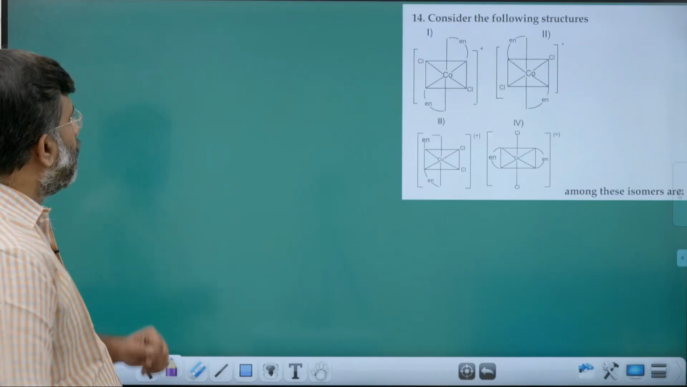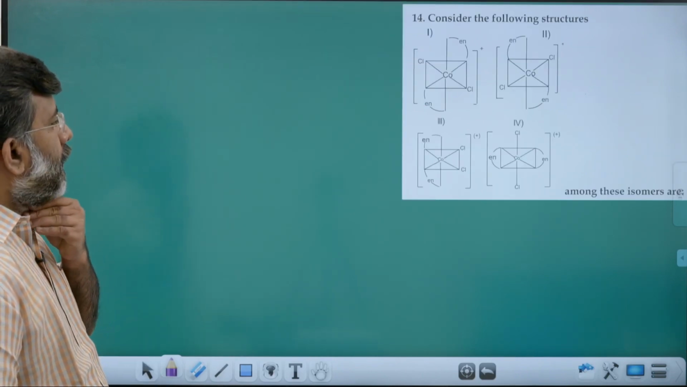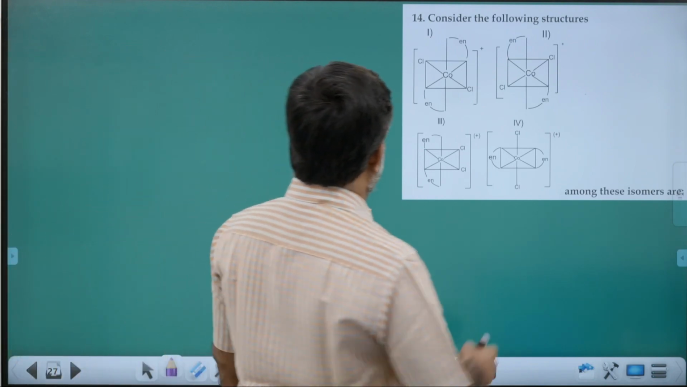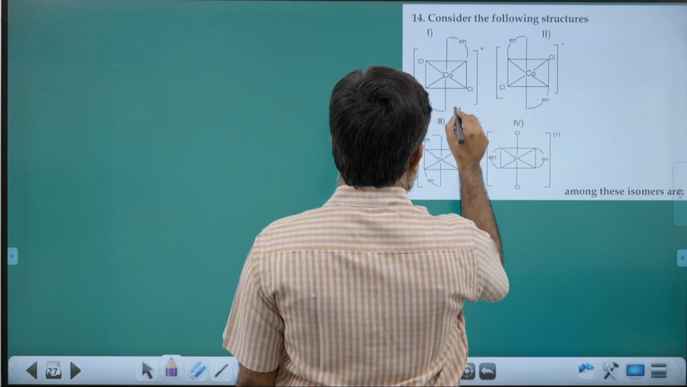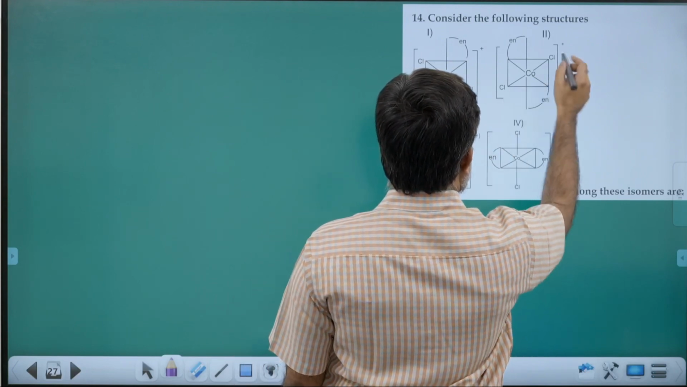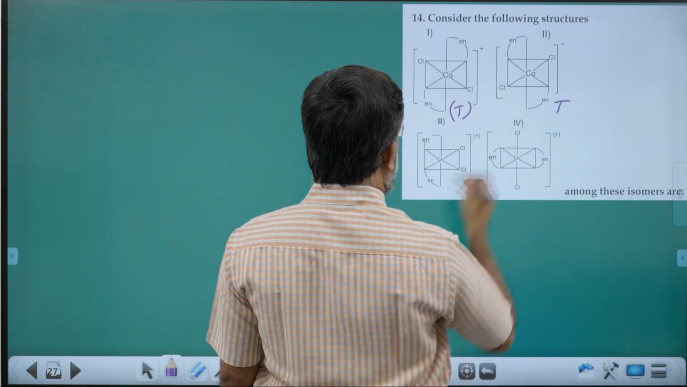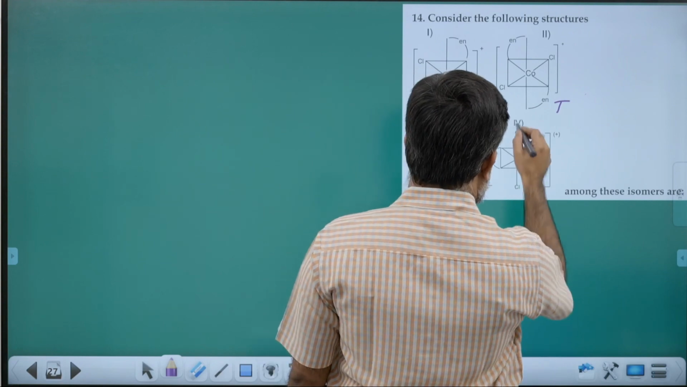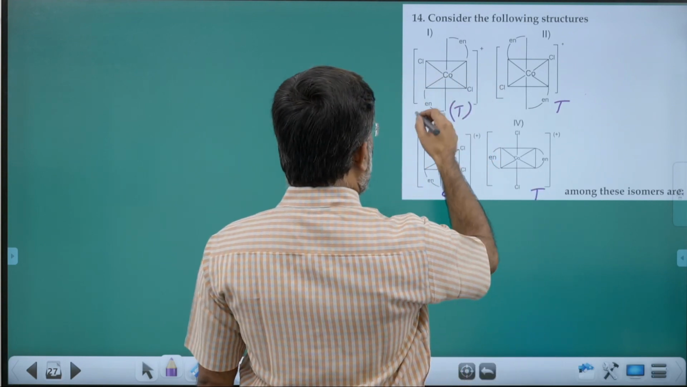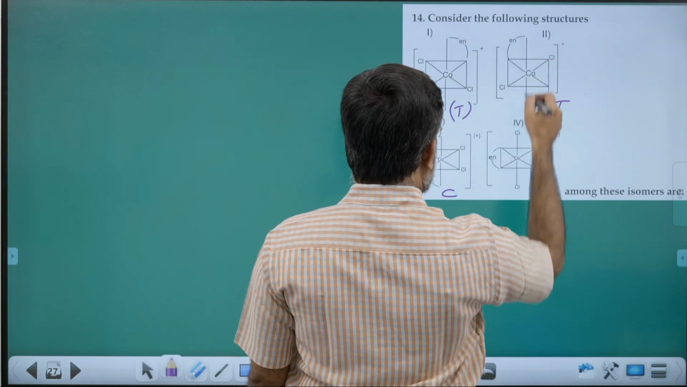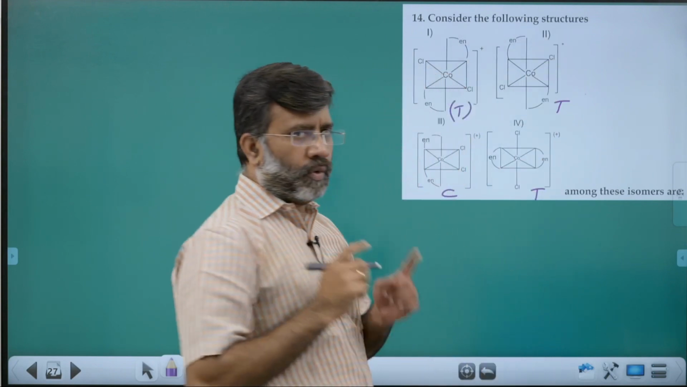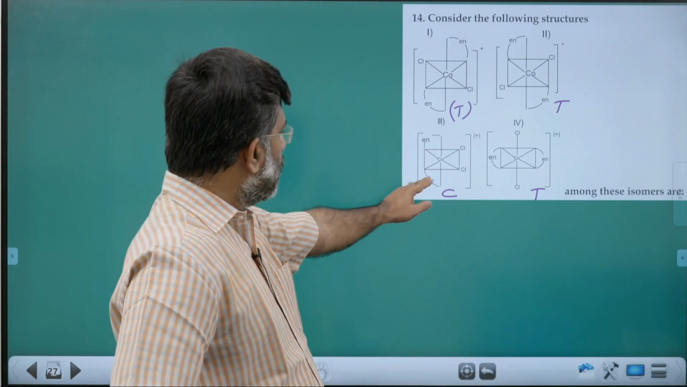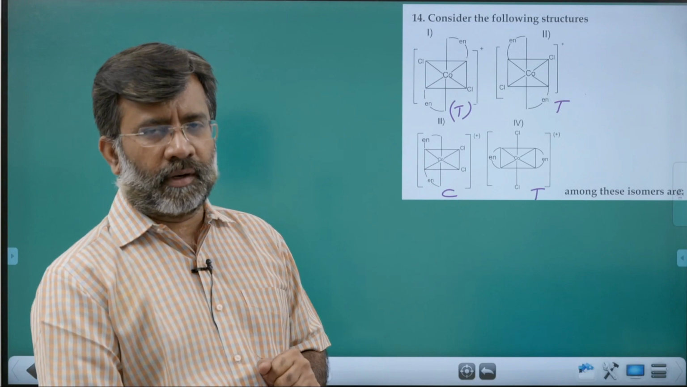Next. Among these, the isomers are, you see, chlorine trans, this is trans. These two are identical. Chlorine cis, this is cis. Chlorine opposite, this is trans. So molecules 1, 2, 4 are the same, and the third one is an isomer.